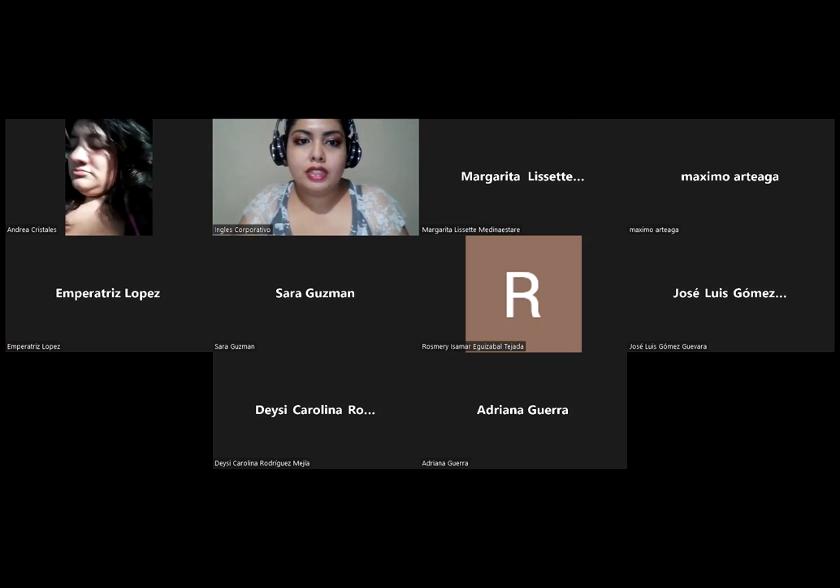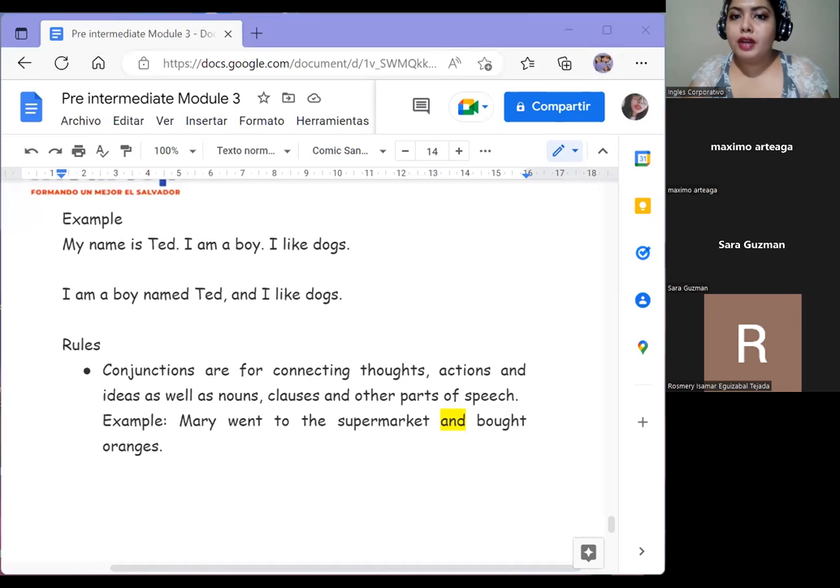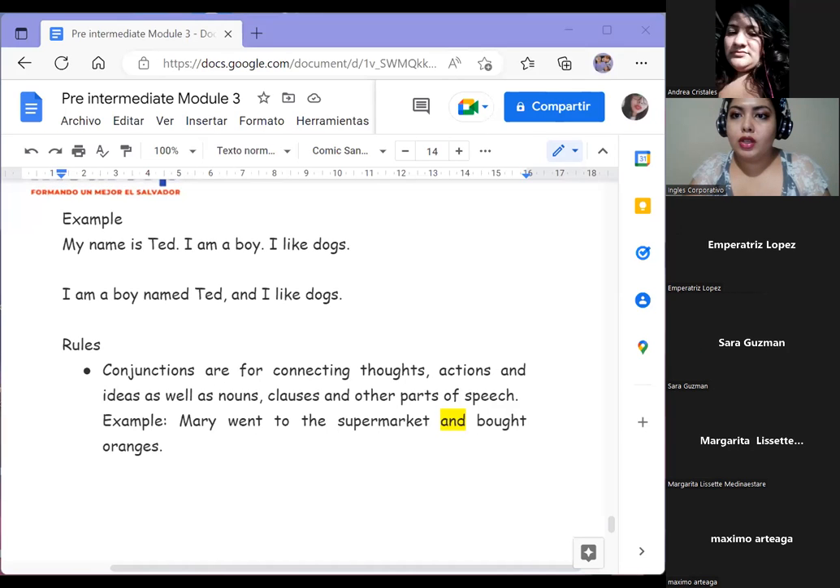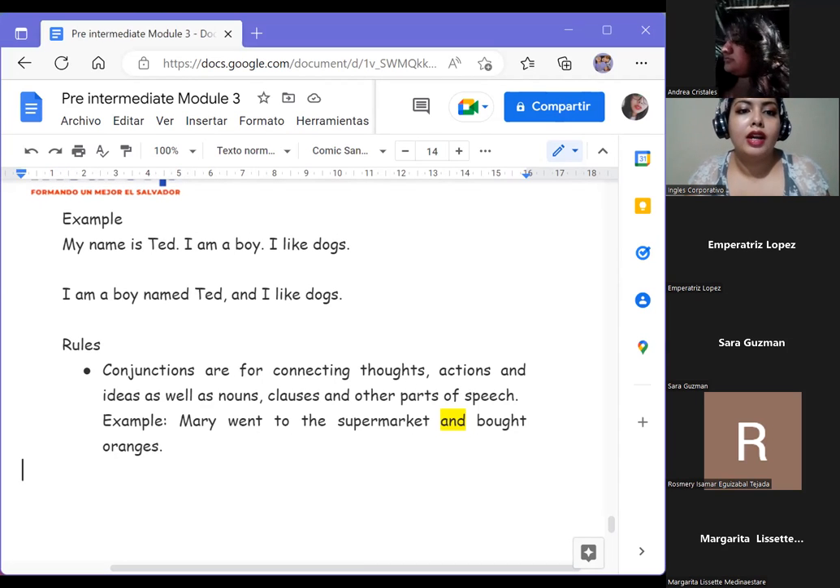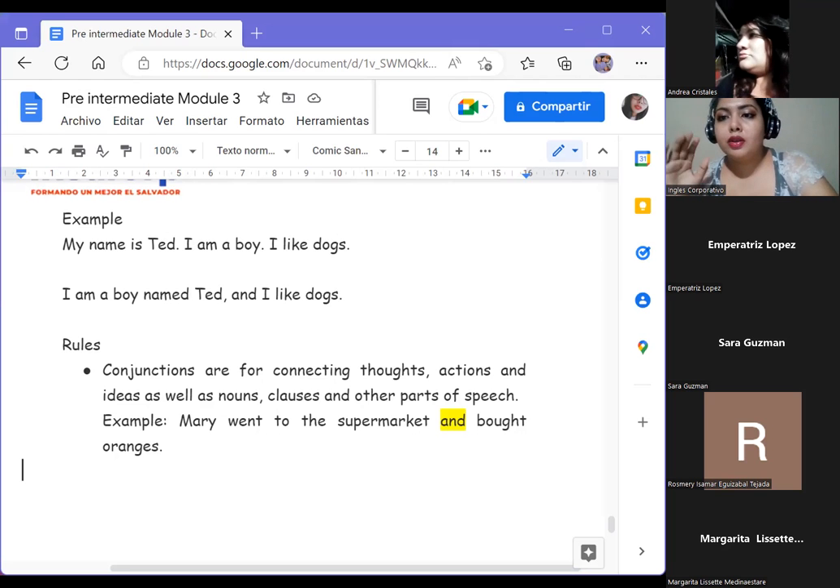So let me share the screen. Here we have the document in which we have the information that we are learning in this course. That's the last thing that we were seeing yesterday, the information about the conjunctions. So now I'm going to write the conjunction list that we are going to use.